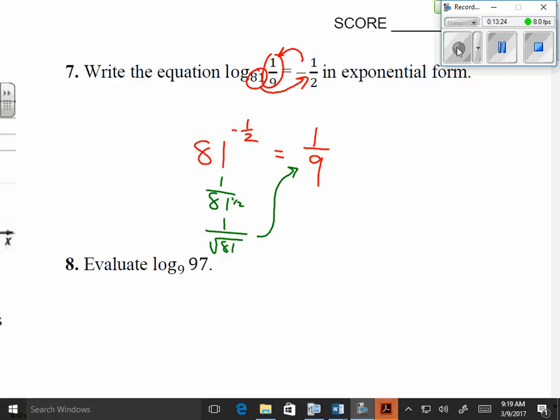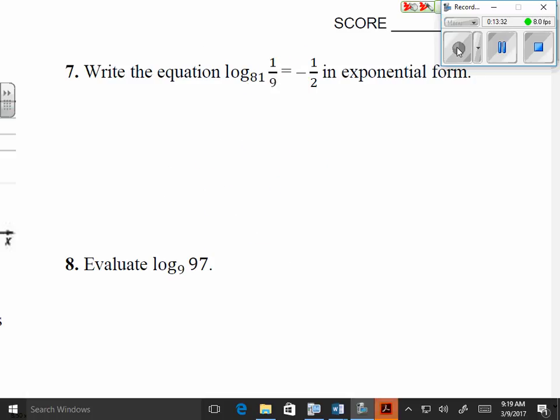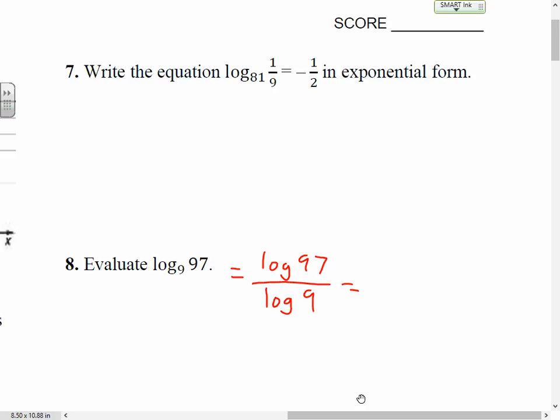All right, number 8. Evaluate log base 9 of 97. Now there are a couple different ways to do this. Now that we know how to convert them to common logs, the easiest way is to take the log of 97 over the log of 9, and we put that, since it's base 10, in our calculator and get the decimal. I'm going to go ahead and show it, maybe.